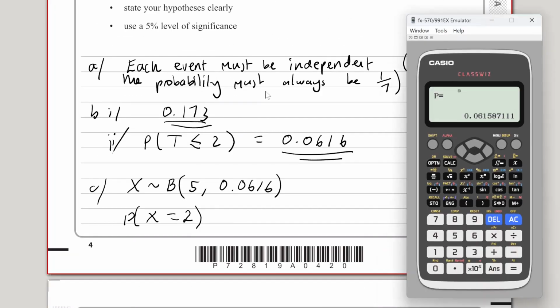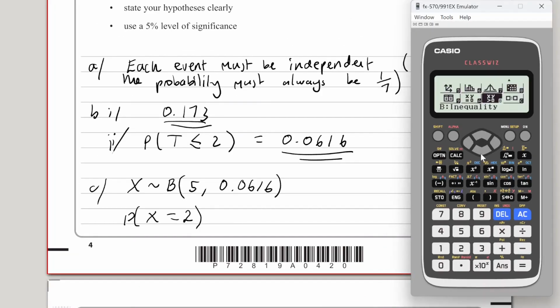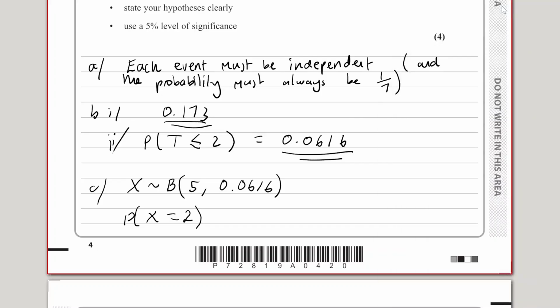Probability x equals 2. So back into the calculator. Binomial probability distribution. So x is 2. N is 5. And this is 0.0616. So 0.0314.